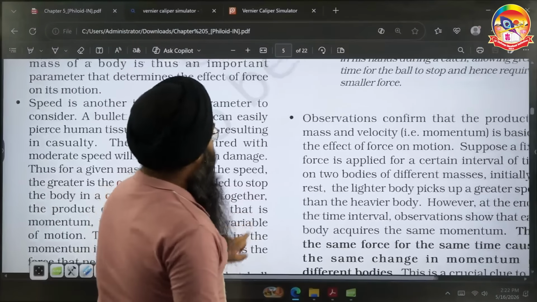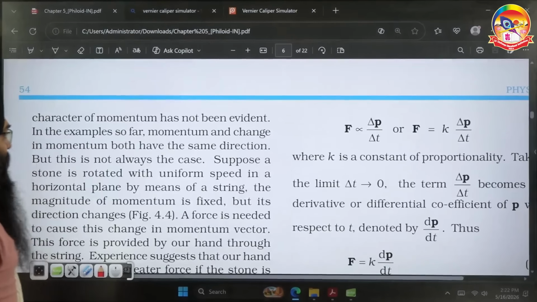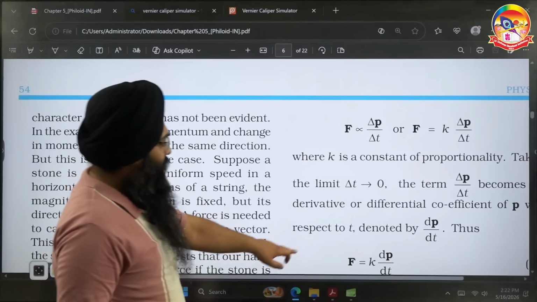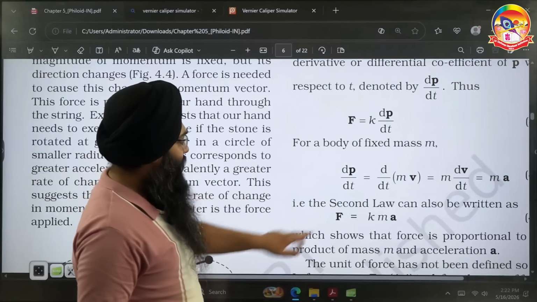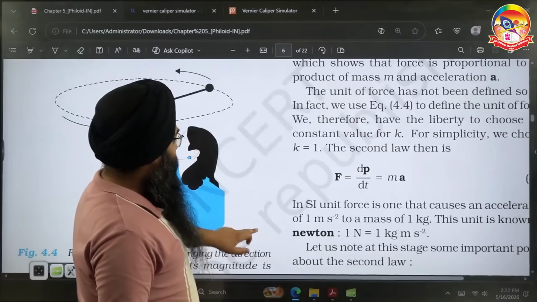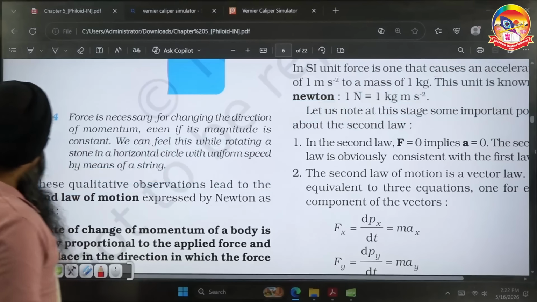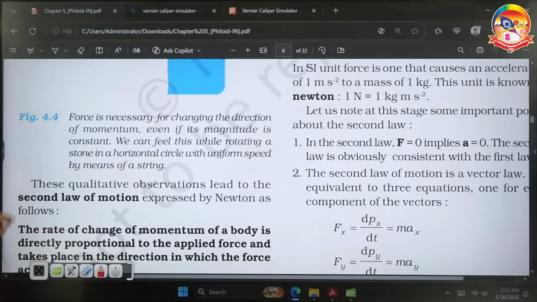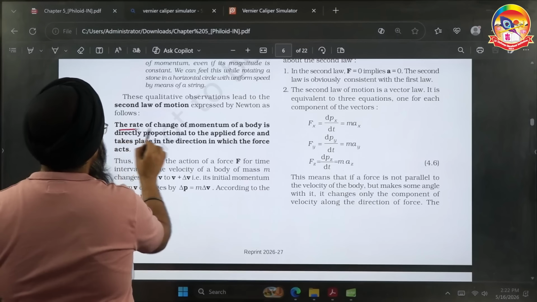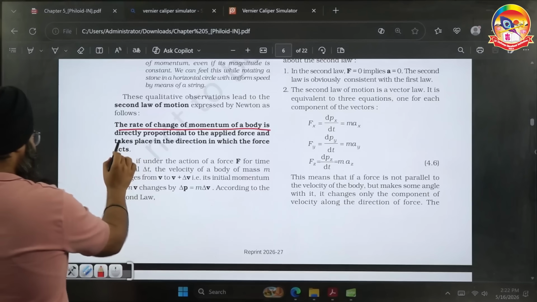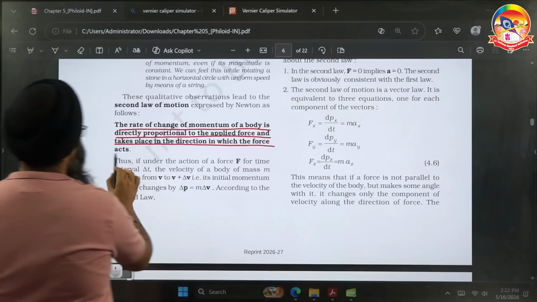Let me go to the next concept. So these are the different examples. I already derived this particular result for you. We have finally derived this result, that F net will be equal to mass into acceleration of the body. And this is the definition of the second law of motion, that the rate of change of momentum of a body is directly proportional to the applied force and takes place in the direction in which the force acts.